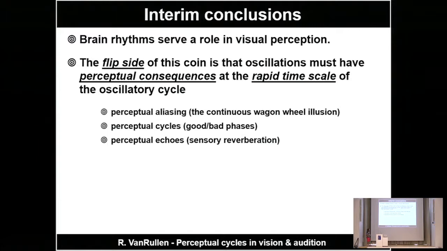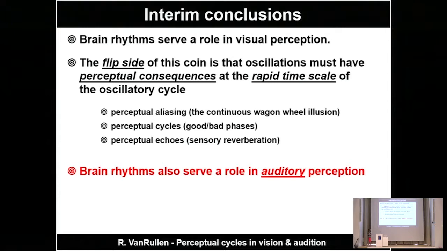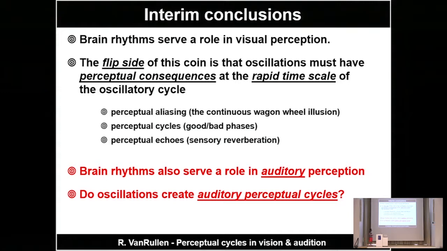Now, what we thought at this point is that we can apply exactly the same logic to audition, right? Because we know that brain rhythms serve a role in auditory perception, in particular in speech perception, but not only. So if we apply exactly the same logic, then we should be able to find similar perceptual cycles in the auditory domain. And so that's what we tried to do, simply to apply these three paradigms to the auditory domain and see what we get. So by exactly the same logic, we should get these perceptual cycles.